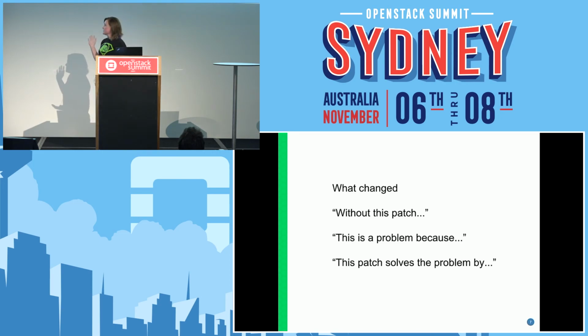The subject is, obviously, what changed in this commit. Then the body of the commit message is going to have at least 3 sentences, maybe more. You start out by describing the state of the world as it is today without this patch applied. This is where you talk about the bug you noticed, the symptoms you saw, or the fact that this project is lacking this particular feature.